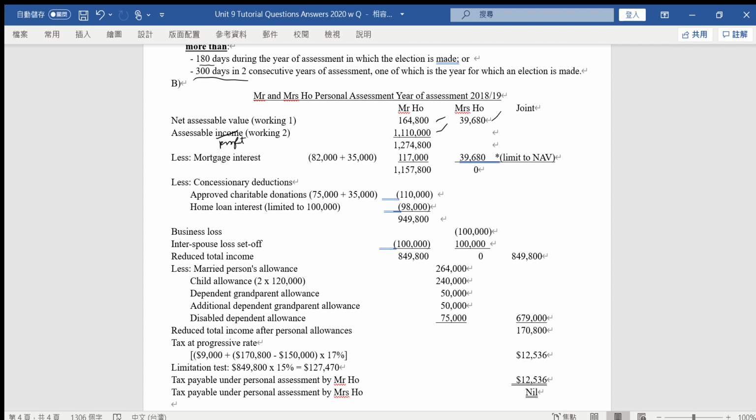Okay, then you add them up. Finally, you may minus the mortgage interest, okay? Under personal assessment, you can deduct the mortgage interest related to the property. Okay, and Mr. Ho, there are two, okay? Then the total. Mrs. Ho, the amount should be more than that. That should be the home loan interest, how much it is originally.